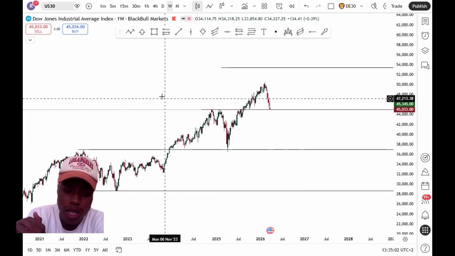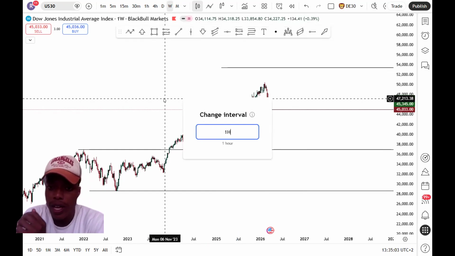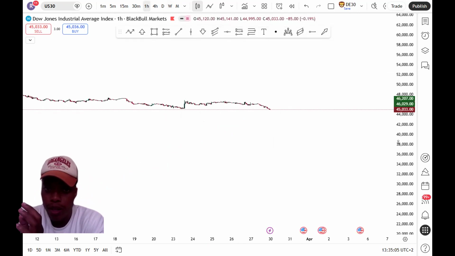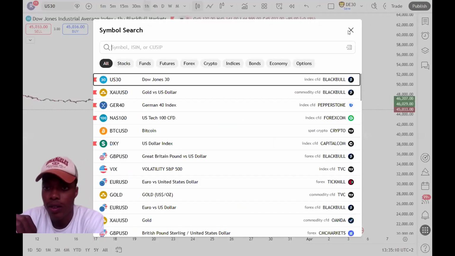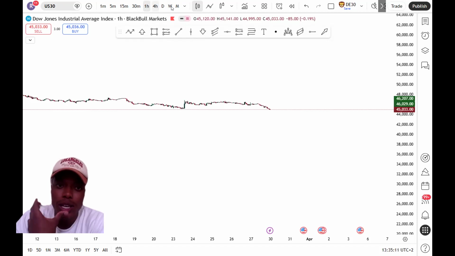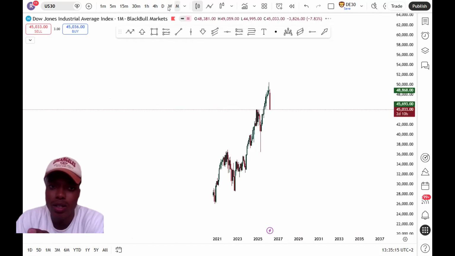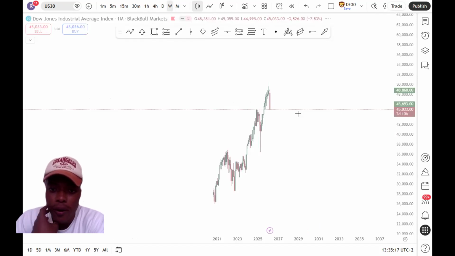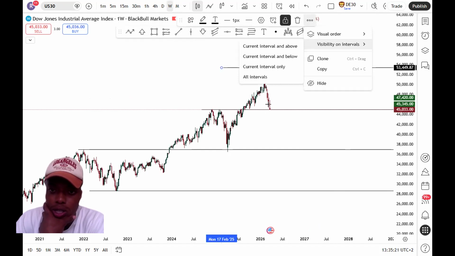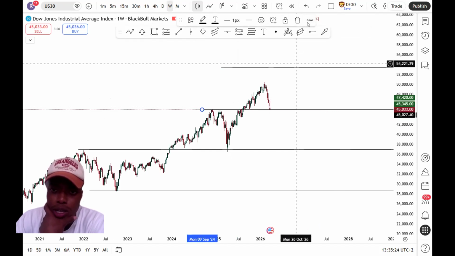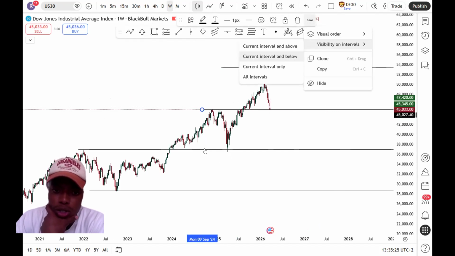But now we need to scale lower and actually find the proper entry points, because there's no use in entering on your monthly. Understand? Because it might still go down, might still go up. So it's very important that you just look at the overall direction to understand what's actually happening before you jump in the trade.